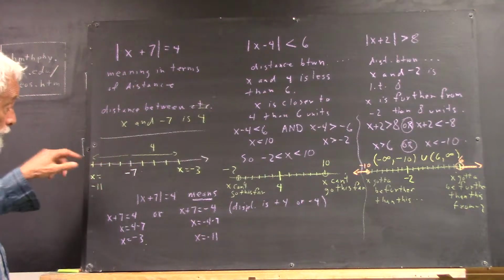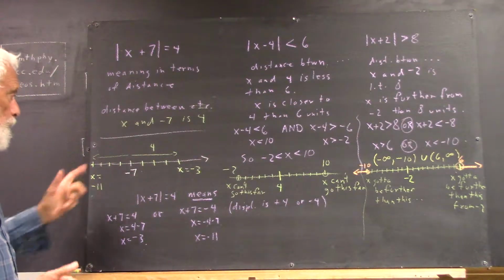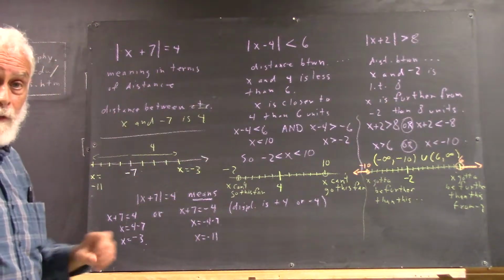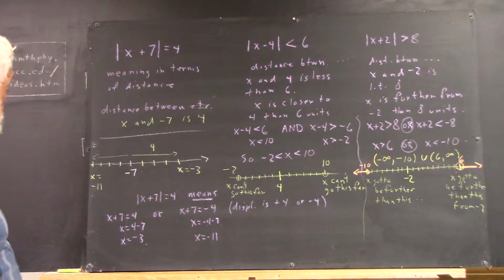We make 4 marks in each direction, and then we count to see what number goes there and what number goes there. Counting on our fingers, basically. Okay.